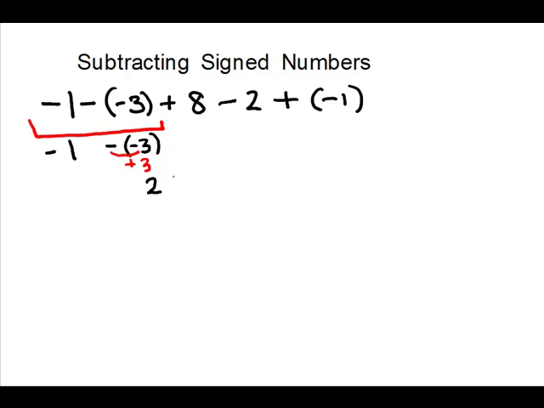Bring down the next one. So we have a positive 2 and a positive 8. Like signs will add and keep the sign. So we're going to get a 10. Bring down the next one. You can go ahead and take the sign over with the 2. So that would be a negative 2. So we have different signs. Subtract, sign of the larger. So positive. Bring down the next one.